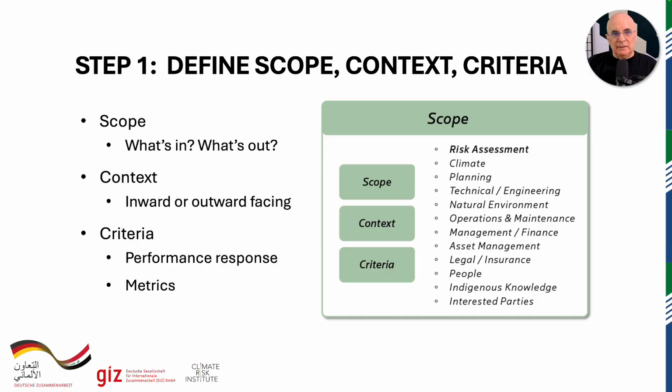In step 1, we define the scope, the context, and the criteria for the work. Scope considers what's in and what's out. Context considers, are we looking more inward in this work or more outward, or some combination of the two? Inward being items that are under the direct control of the system owner, and outward including impacts on neighbors, on local communities, and broader socioeconomic impacts.